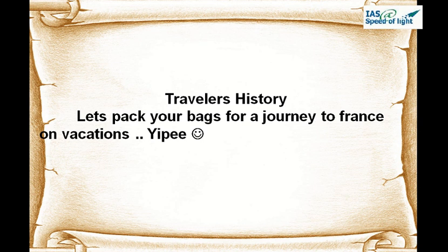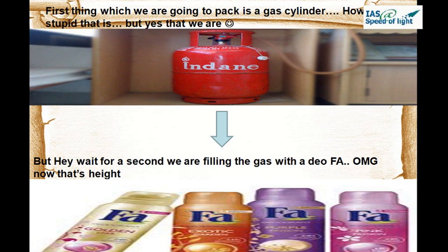And how we will do this traveler history is we will go on a journey to France, like from our home we will go on a journey to France, and let us see what amazing things we will experience in this journey. So you decided to go to France, and when you thought, okay, I'll have to go to France, now you start packing, and the first thing you packed was a gas cylinder. And it really looks stupid, but yes, we packed a gas cylinder with our bag.